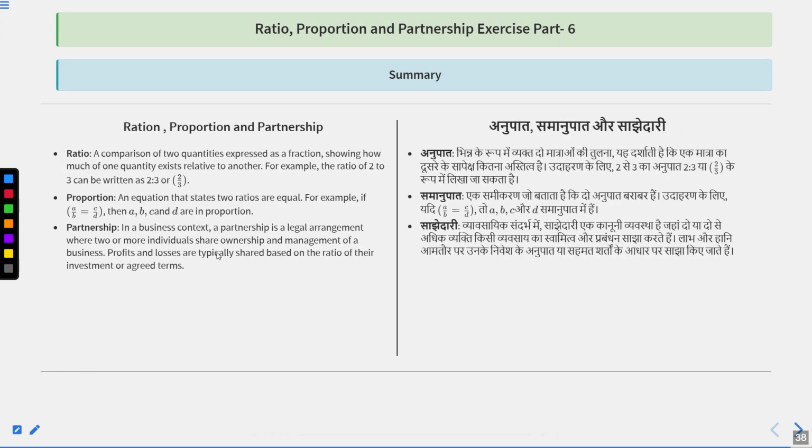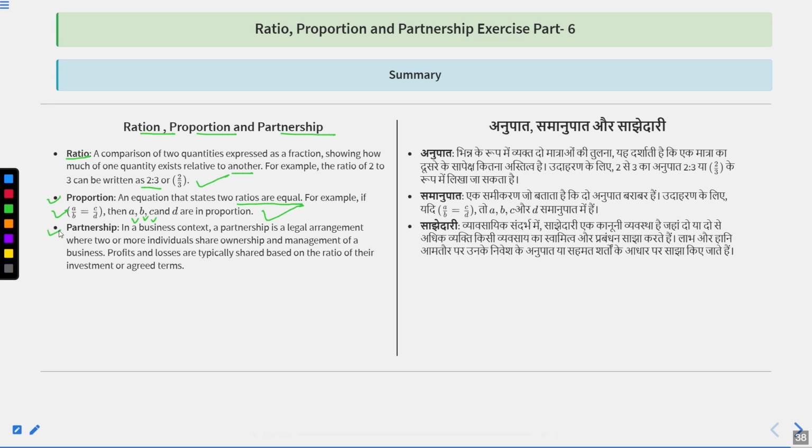Now we summarize today's lecture: ratio, proportion and partnership. What is ratio? A comparison of two quantities expressed as a fraction, showing how much of one quantity exists relative to another. For example, the ratio of 2 to 3 can be written as 2:3 or 2 by 3. In the same way, what is proportion? An equation that states two ratios are equal. For example, A upon B equals C upon D. Then we can say that A, B, C and D are in proportion.